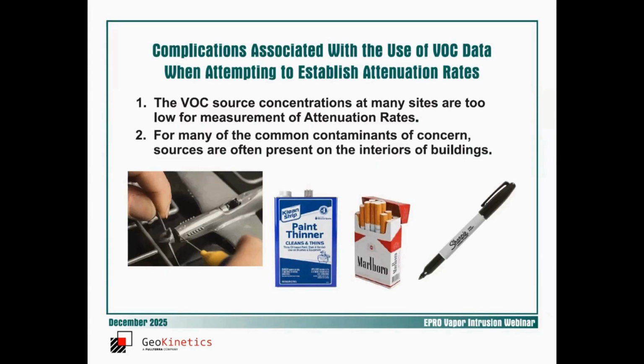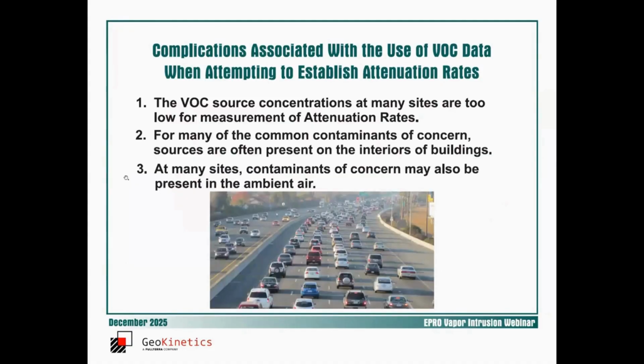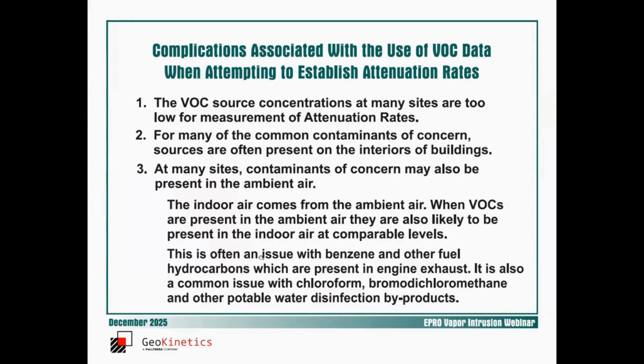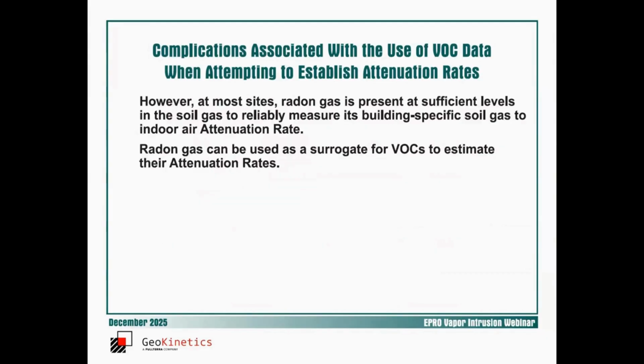So the compounds that are present in the soil gas are often present on the interior of the buildings already, especially with newer construction. And the third issue, in an urban area, we've got fuel hydrocarbons and off-gassing from disinfection byproducts that we typically find in indoor air, and it's hard to tell what might be from soil gas and what's not. So because of that, we typically measure the attenuation rate of a vapor barrier using radon gas as a surrogate for VOCs.